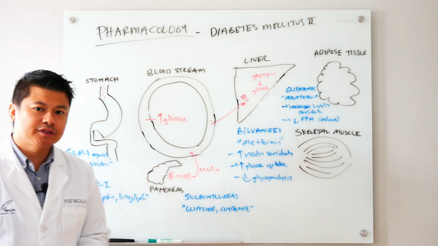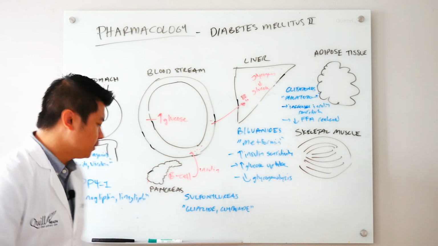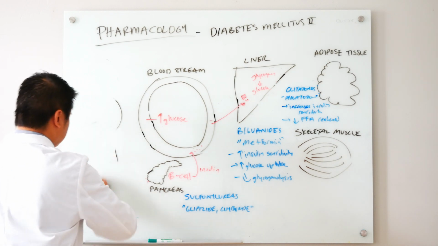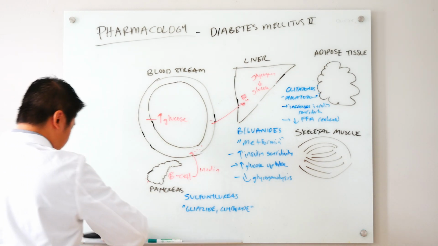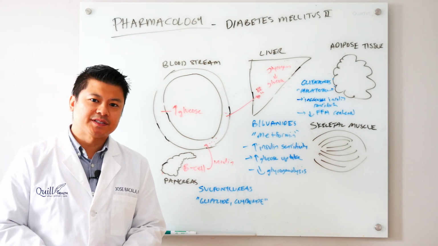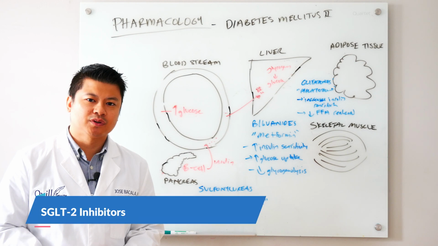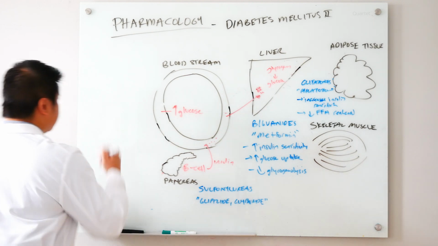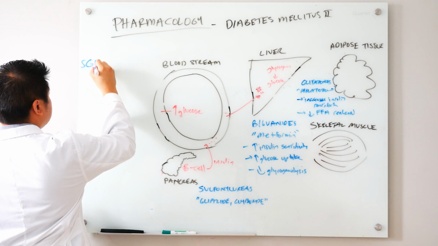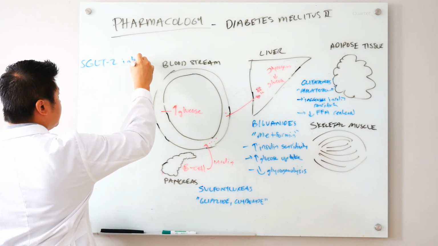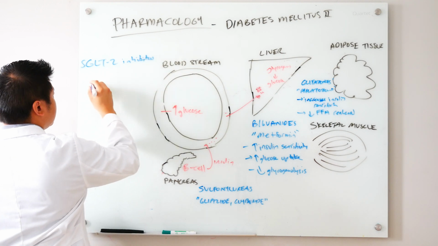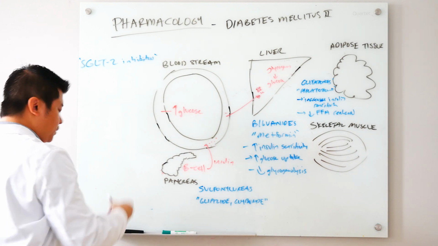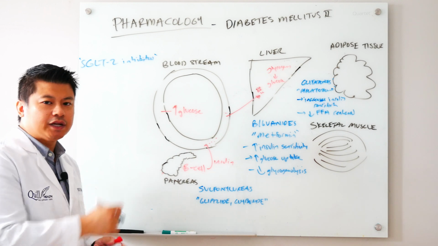So the next class of medications actually work in the kidneys. So let's get into that. Let's go ahead and erase this here. So the next class of medications is called SGLT2 inhibitors, and that stands for sodium glucose cotransport 2 inhibitors. So let's go ahead and write that down. But they differ from all of them because this one actually works in the kidney.